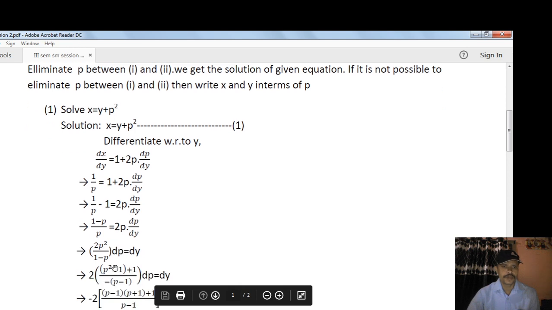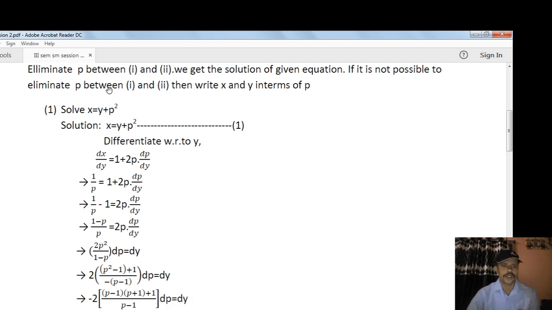Let me take some examples. Solve x is equal to y plus p square. This is the given equation, call it as 1. Here already x is solved. Differentiate with respect to y. dx by dy is equal to, the derivative of y is 1 with respect to y, plus the derivative of p square with respect to y, which is first of all 2p into the derivative of p with respect to y. The notation is dp by dy. Now dy by dx is p, and therefore dx by dy is 1 by p. So 1 by p is equal to 1 plus 2p dp by dy.